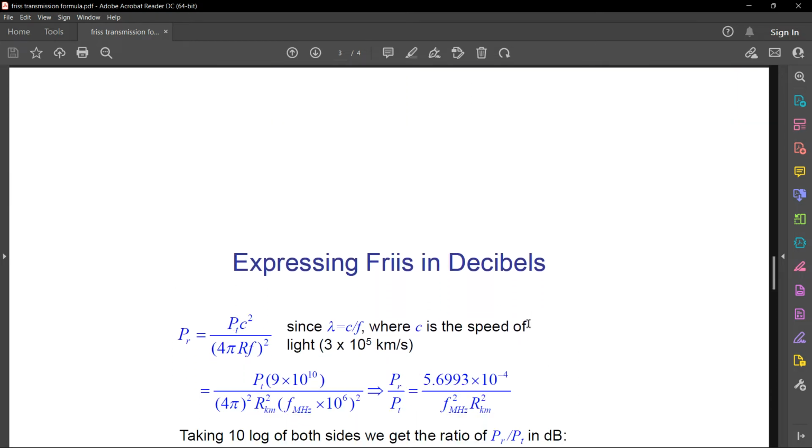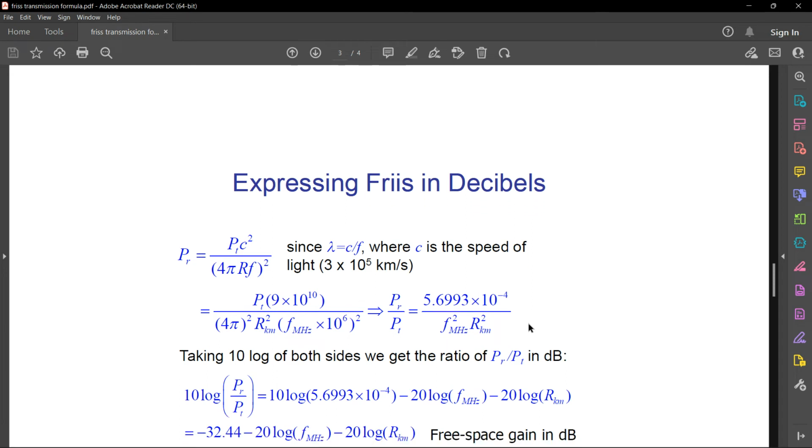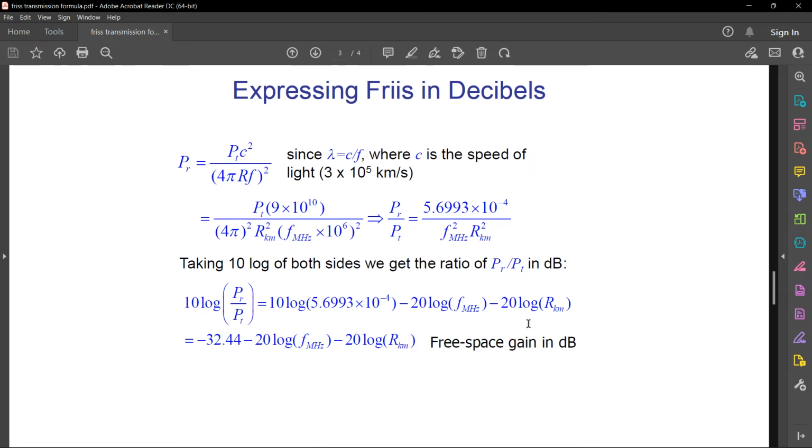So all the gain, power, everything has to be represented in decibels in antennas. Expressing Friis in decibels, PR is equal to PT times c squared divided by (4 pi r f) the whole square, because we are replacing lambda with c by f, as it has components from free space. So lambda is equal to c by f, where c is the speed of light, which is equal to 3 into 10 to the power 8 meter per second. We are writing it here in kilometer, so 3 into 10 to the power 5 kilometer per second we have written.